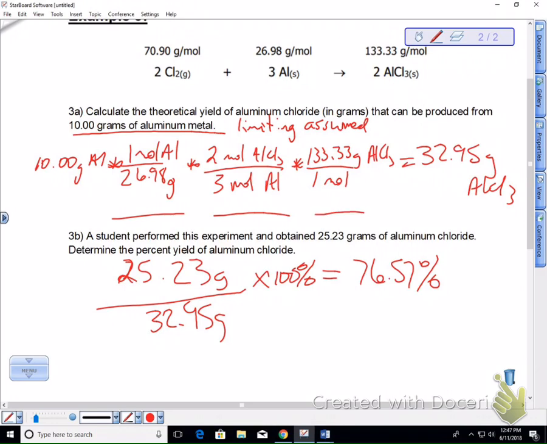I knew to do the polishing because I did read ahead a little bit, and I did notice that the actual yield was given to me in grams. So that told me, or at least suggested to me, I can go ahead and polish the theoretical yield off into grams. And then once I did that, in part B, we just plugged into the percent yield equation, 76.57%. Like I said, pretty straightforward, but if you do have any questions, we've got some upcoming practice. Come by and see me and we'll work it out.